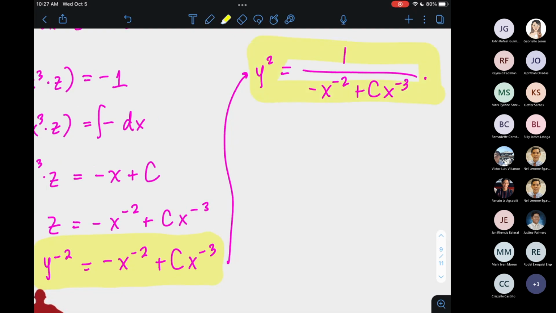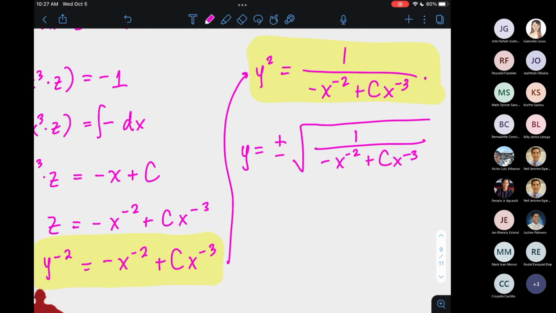Actually, I prefer this one. Or if you really insist on an explicit form, just put plus or minus the square root of 1 over negative x to the -2 plus cx to the -3. Either one of these three will suffice as a final answer. Any questions with Bernoulli's equation?